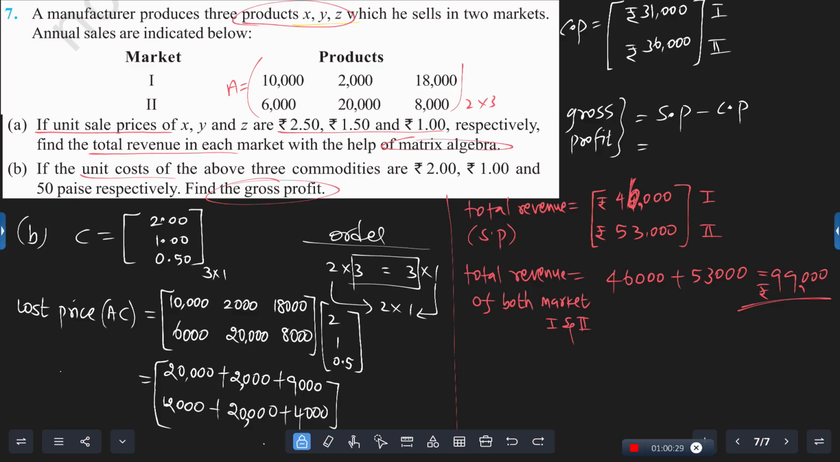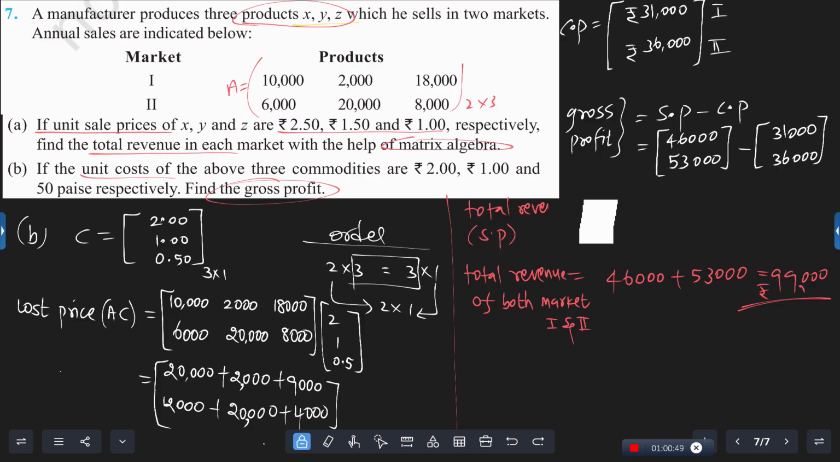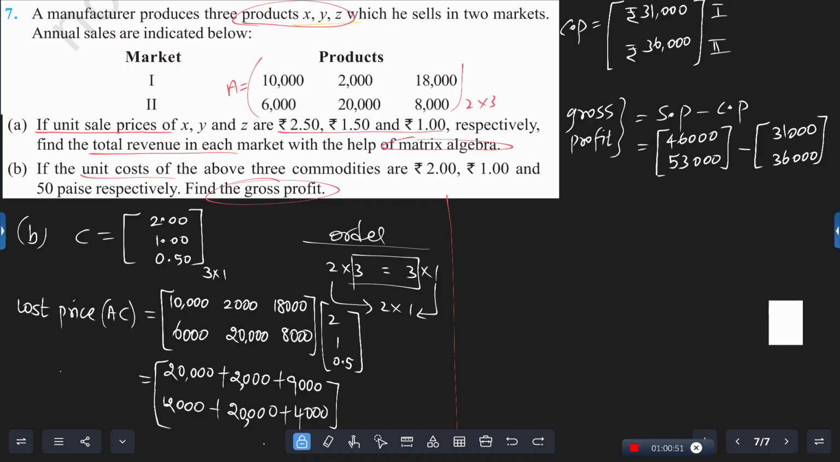So what is my selling price? 46,000 and here 53,000, minus cost price. Here we have cost price: 31,000 and 36,000. When you subtract both, what I get is the final answer for part B. Subtract both, matrix subtraction only. 46,000 minus 31,000, and in the same manner, 53,000 minus 36,000.